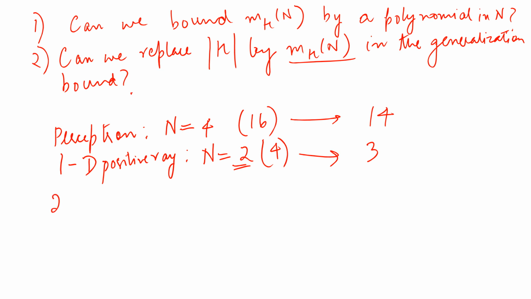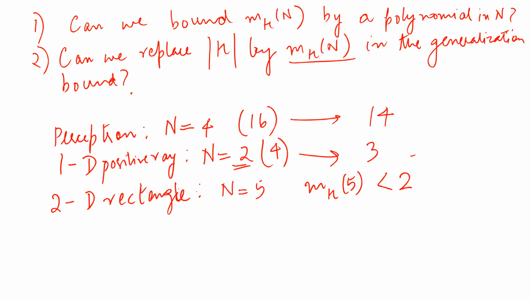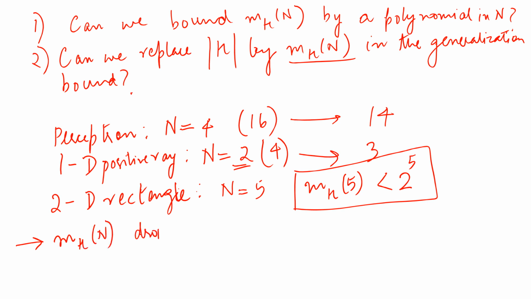Then there was the 2-dimensional rectangle, which became deficient at n equals 5. So whatever m sub h of 5 was, we cannot implement all 2 to the 5. This was the basic thing we're trying to get at: m sub h of n, my growth function, drops below the theoretical 2 to the n. That's great. That means there is hope.